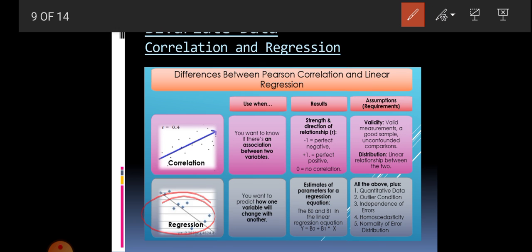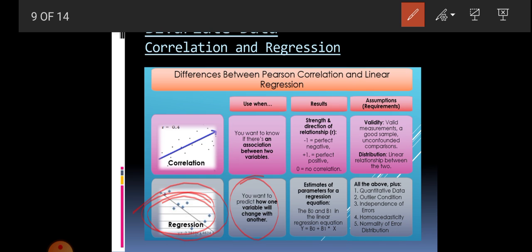Okay, now another one is regression. Regression is used when you want to predict how one variable will change with another variable. It means we are interested in what the effect on y will be if I change x. This kind of thing we can do with the help of regression.